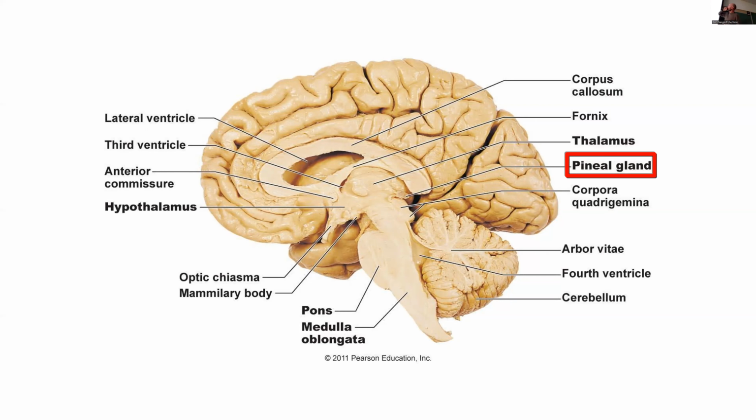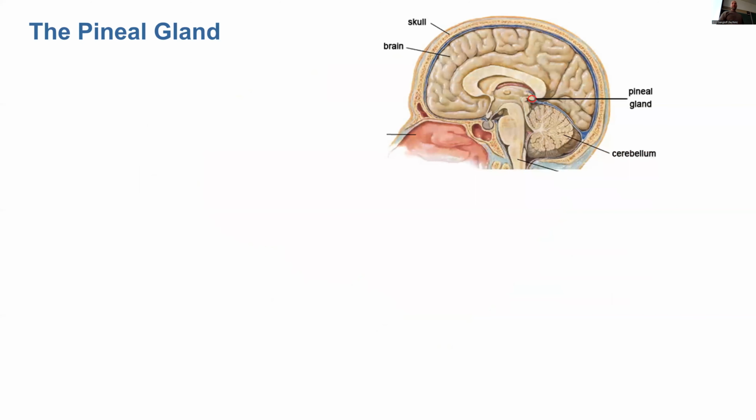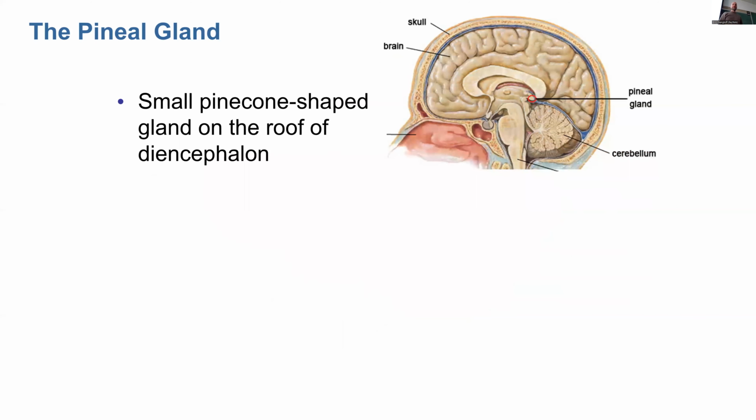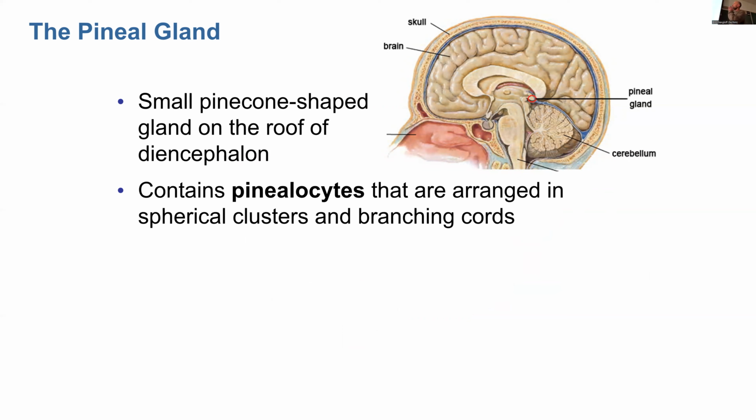I was going to say something else about that for now. I'll just leave it there. So your pineal gland is there. And what the pineal gland does, it is kind of like pine cone shaped. It's on the roof of the diencephalon, again, part of the epithalamus. And it contains what's called pinealocytes that are arranged in clusters that give it this pine cone shape.